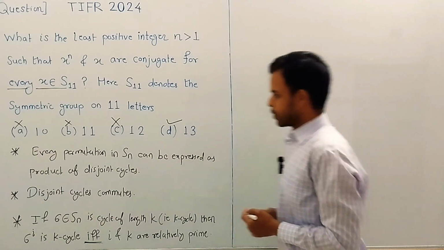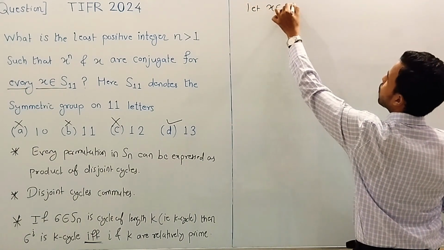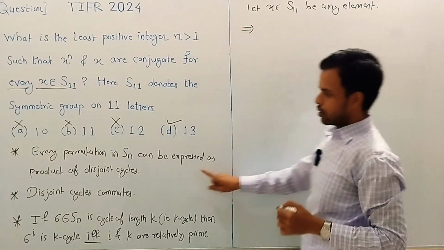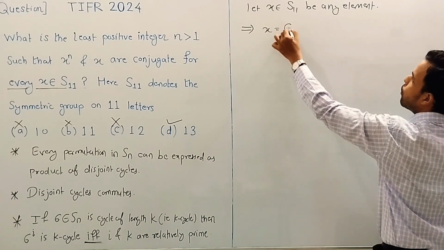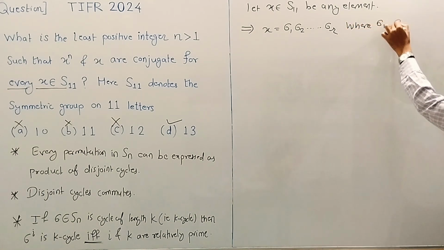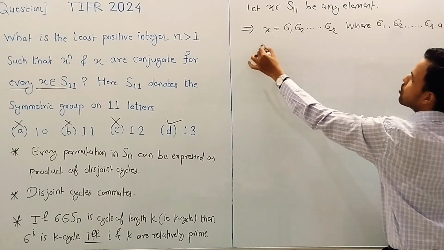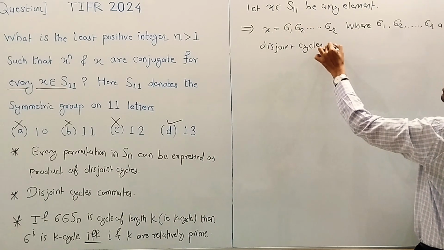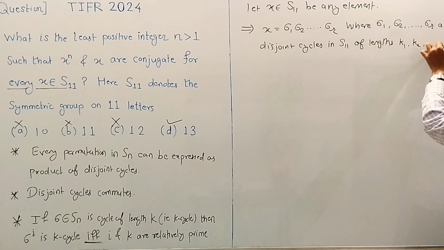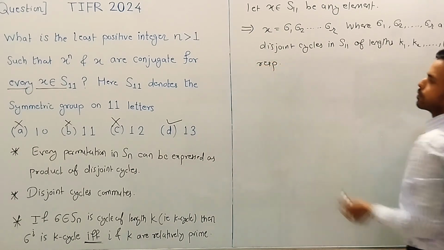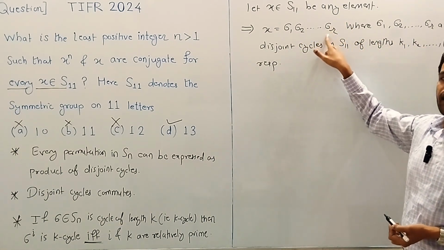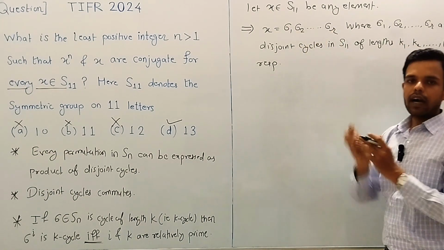relatively prime. Okay, so let us consider x belongs to S11 be any element. Okay, then by this first result, x can be expressed as product of disjoint cycles, where sigma 1, sigma 2 and so on up to sigma r are disjoint cycles in S11 of lengths k1, k2 and so on up to kr respectively. Okay, that is sigma 1 is a cycle of length k1, sigma 2 is a cycle of length k2, and so on. Sigma r is a cycle of length kr, where these all sigma i's are disjoint cycles.